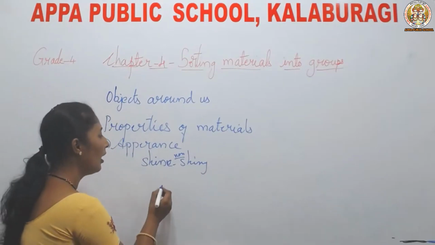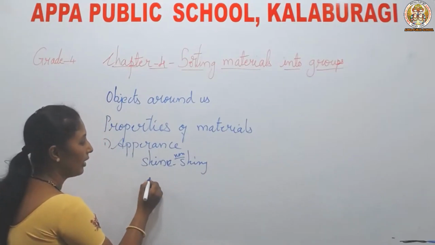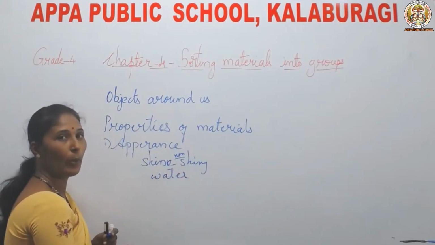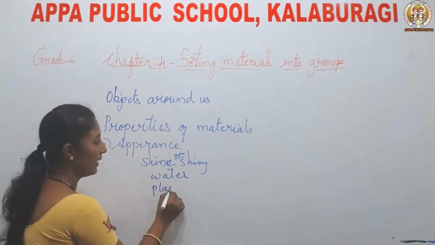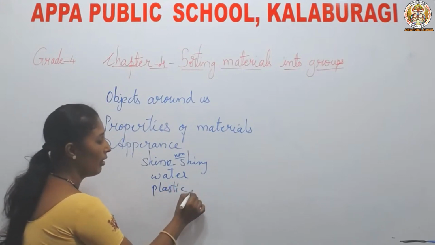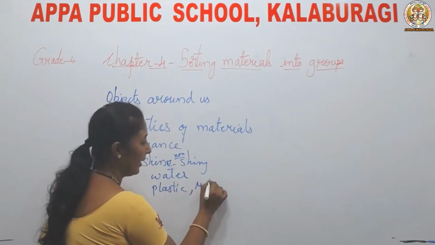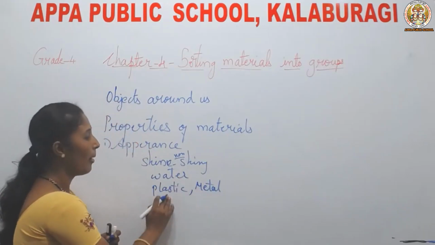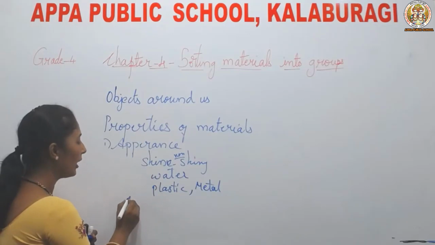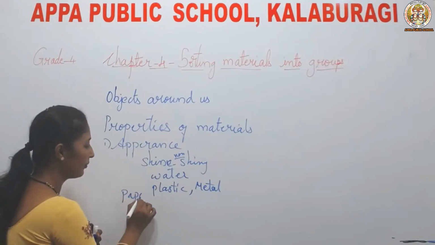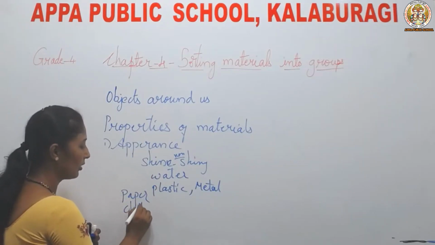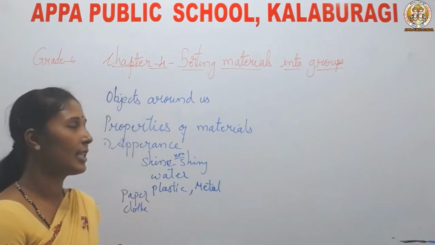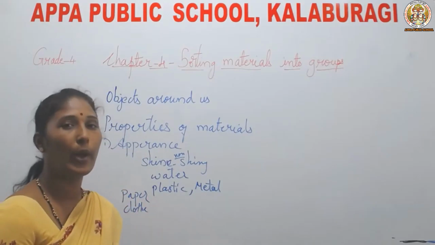Also, we have learned about objects to store water. Which material do we require? A plastic container or a metal container. So we can store liquids like water. But to store water, we can't use materials like paper or cloth. So depending upon the outer appearance, objects are also made into groups.